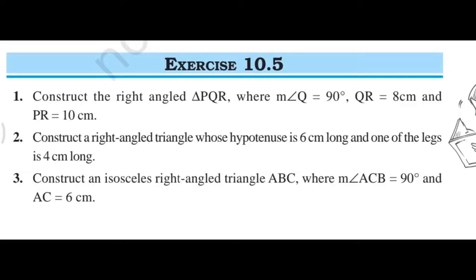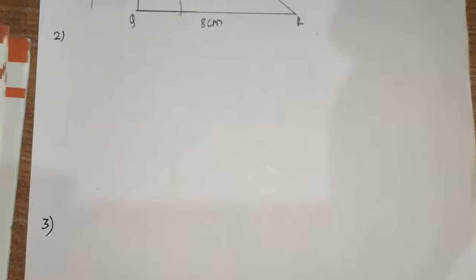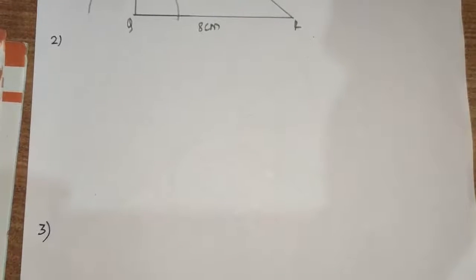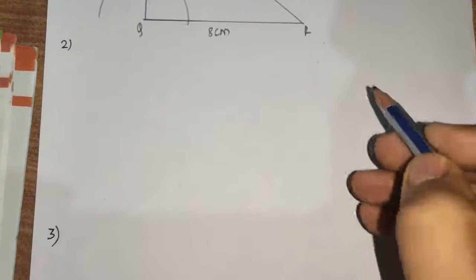This is question number 2. Construct a right angle triangle whose hypotenuse is 6 centimeter long and one of its leg is 4 centimeter long. Now hypotenuse is given, this is 6 centimeter and one of the leg is 4 centimeter. Then construct the right angle triangle.